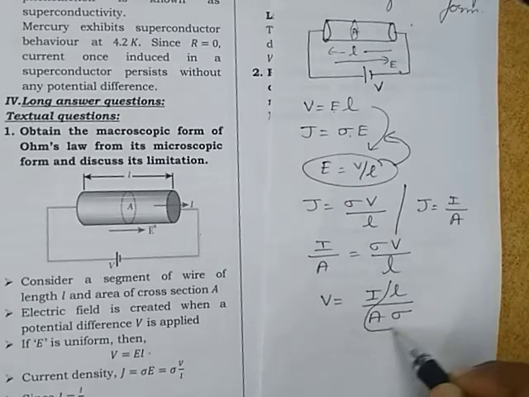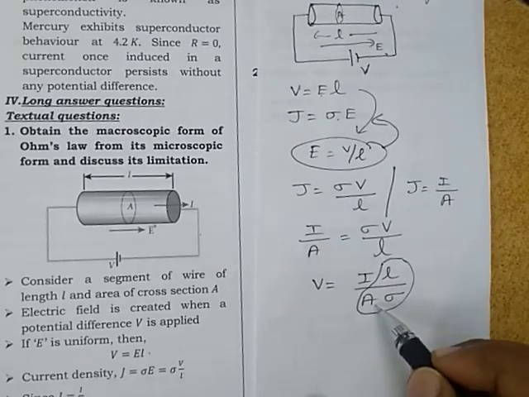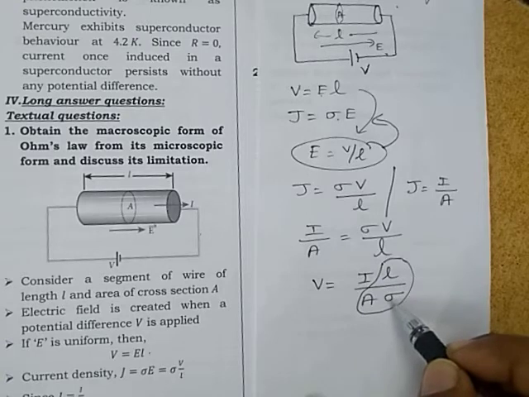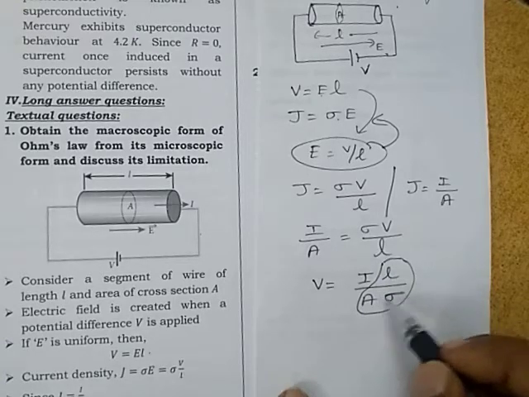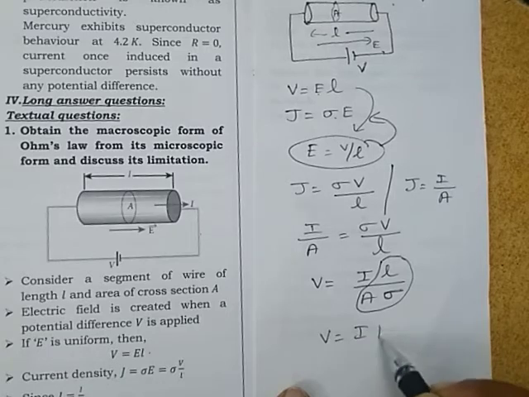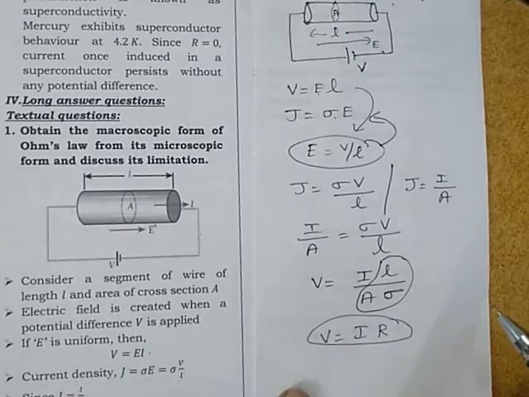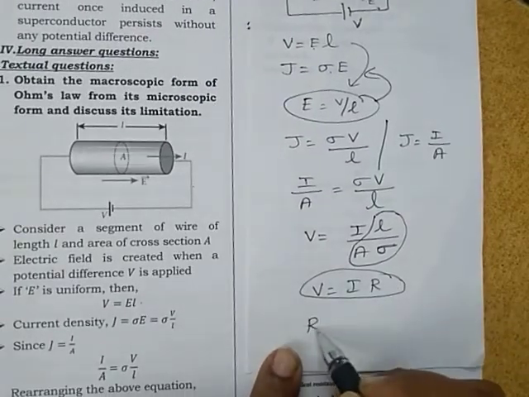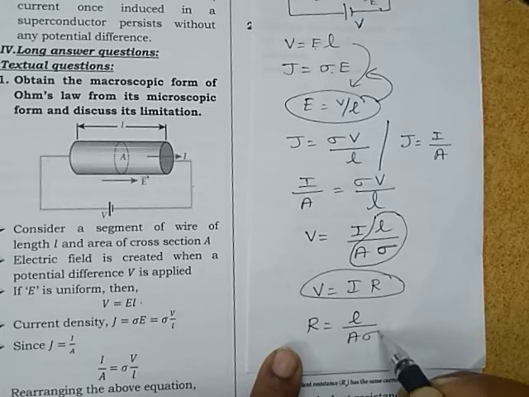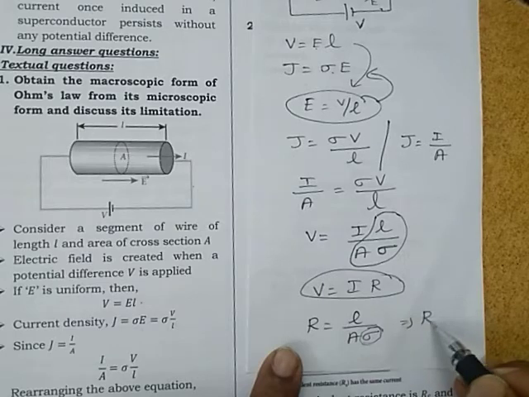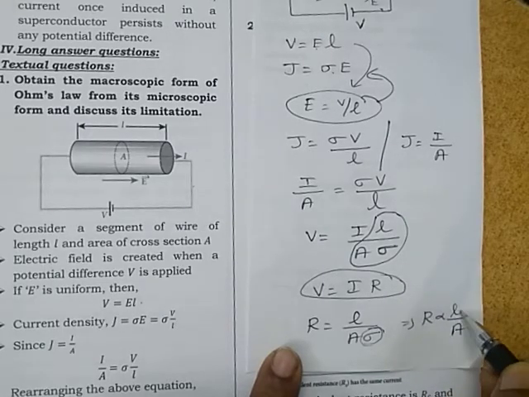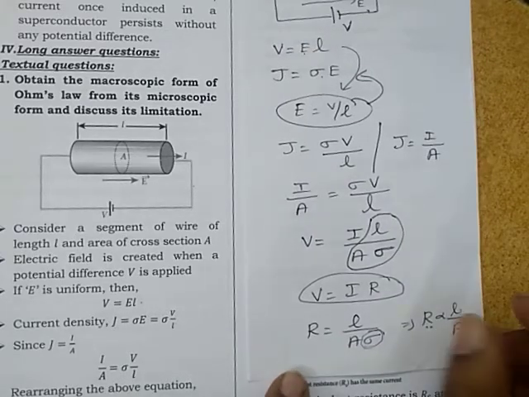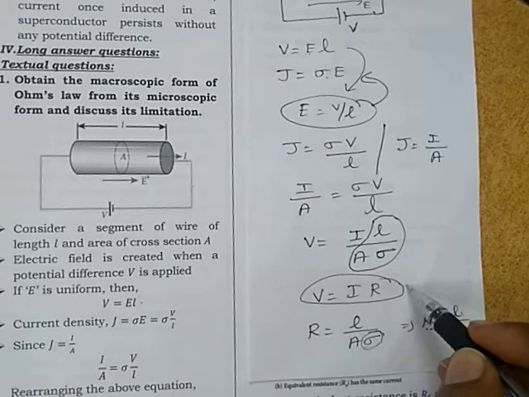This is a constant term, because L is the length of the conductor, A is the area of the conductor, and sigma is the conductivity of the conductor. These are constant, so we can write this as R, known as the resistance. The resistance is the opposition offered by the conductor to the current flow. Then R is equal to L by A sigma. Here sigma is a constant for a particular material, so R is proportional to L by A. If length increases, resistance increases. If area increases, resistance decreases. This is the macroscopic form of Ohm's law.